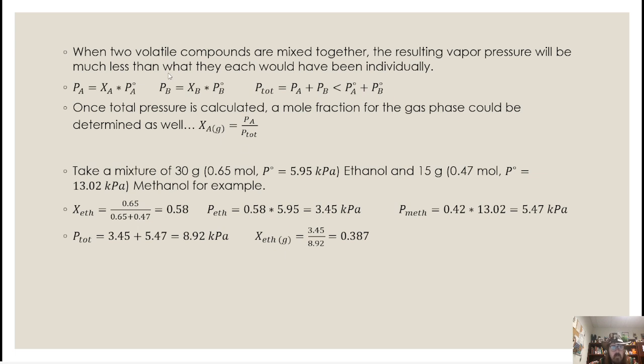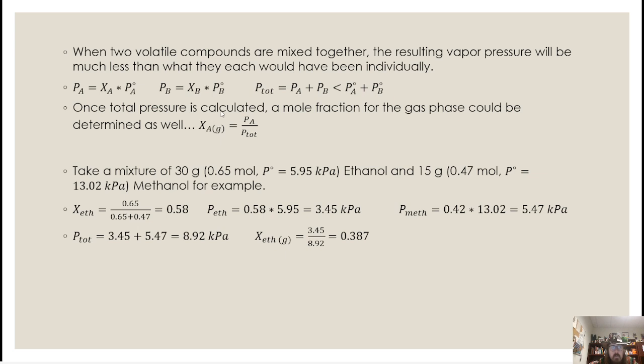That's because the vapor pressure of A is equal to the mole fraction of A times its pure vapor pressure. The vapor pressure of B is equal to the mole fraction of B times its pure vapor pressure. The idea is that the sum of these two vapor pressures is always going to be much less than the sum of the pure vapor pressures.